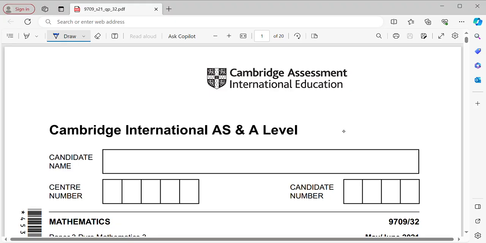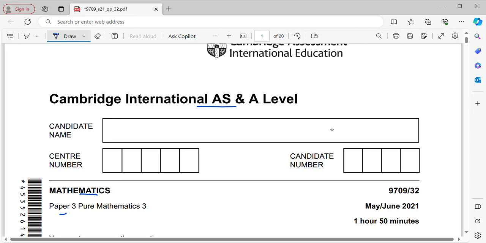This video is to discuss Cambridge International AS and A-Level Mathematics Paper 3, which is Pure Mathematics 3, for May-June 2021, and the code is 9709/32. So let's move on to question number 1.